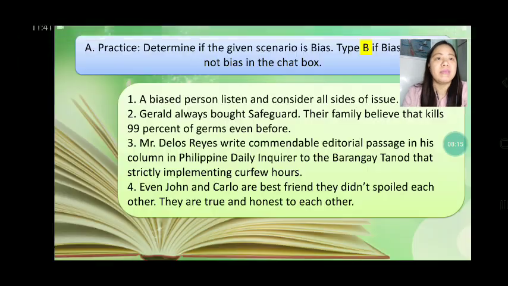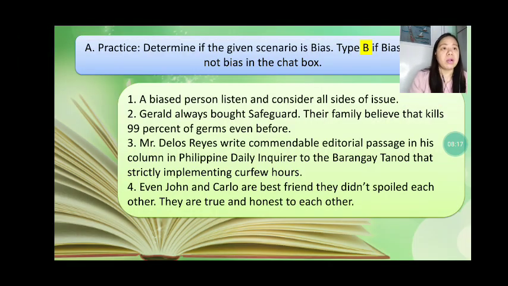Okay, let's proceed. So I have in here a simple practice. You can have it in your mind or you can write it down so you can practice which of these sentences or scenarios is showing bias. So we're putting B if it's bias, or X if it's not bias. Number 1, a biased person listens and considers all sides of an issue. Is it bias or not?